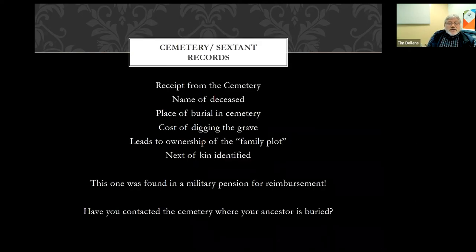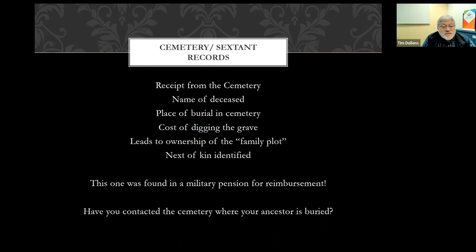So, the kinds of records you might get from a sexton's records. Again, you can always think about where your person is buried. I only showed one example because if I showed several, it would take lots of time to go through them. But again, you're going to get a receipt from the cemetery, the name of the deceased, the place of the burial in the cemetery.